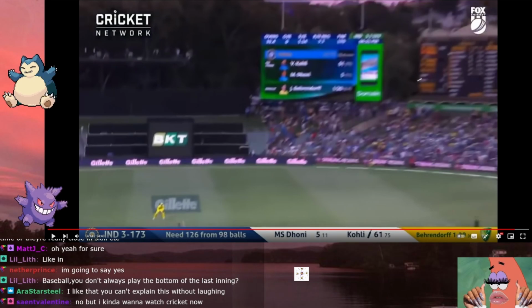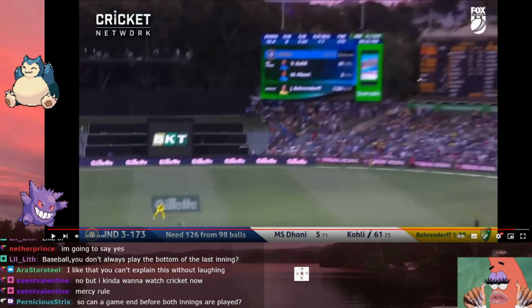But yeah, like you'll never finish batting through your whole innings if you score more runs than the other team. So if you've got more runs than the other team, then you don't keep batting or anything. It'll just end.